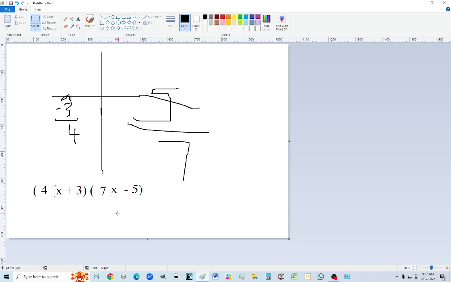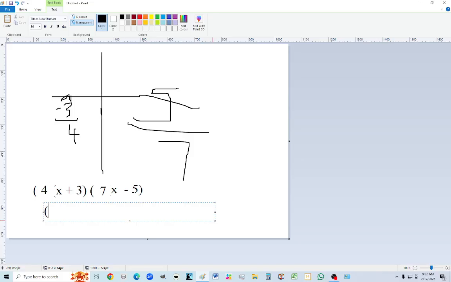Then you expand it, and I know those weren't the actual fractions you gave me, it doesn't matter. Then you expand it. 4x times 7x is 28x squared. 4x times -5 is minus 20x, so not plus, minus 20x. Plus 3 times 7x is plus 21x. And I know these aren't the right fractions. Then 3 times -5 is minus 15.